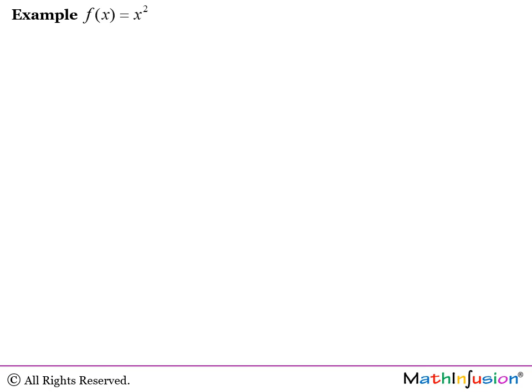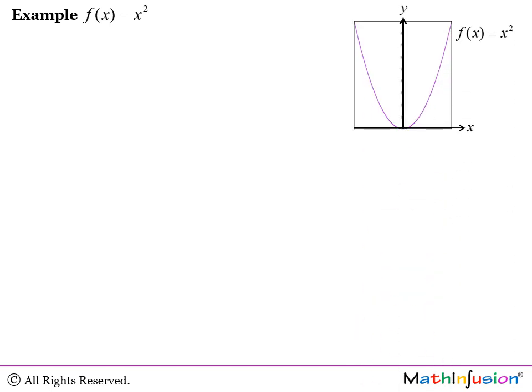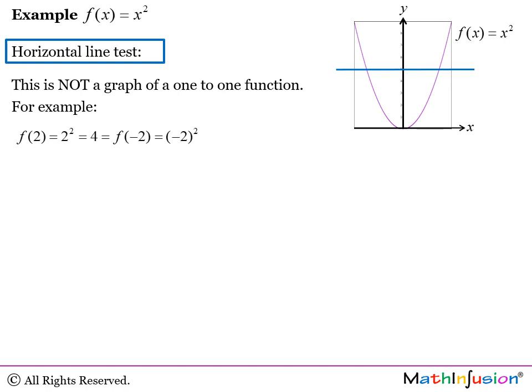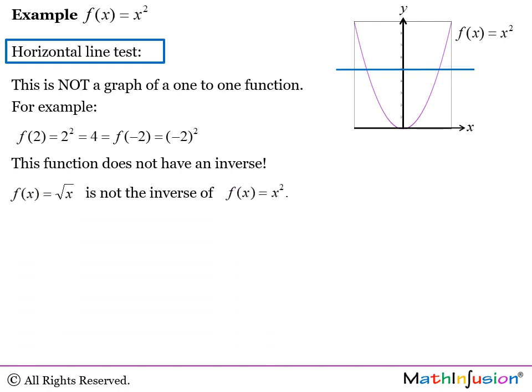Example. f(x) equals x to the power of 2. Here's the graph of the function. We apply the horizontal line test. Definitely not a one-to-one function. We can also show this directly. f of 2 equals f of negative 2. So it cannot be a one-to-one function. It means that f(x) equals x to the power of 2 does not have an inverse. Which means that the function square root of x is not the inverse of x to the power of 2.